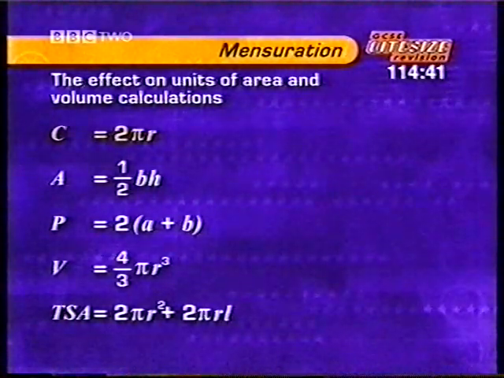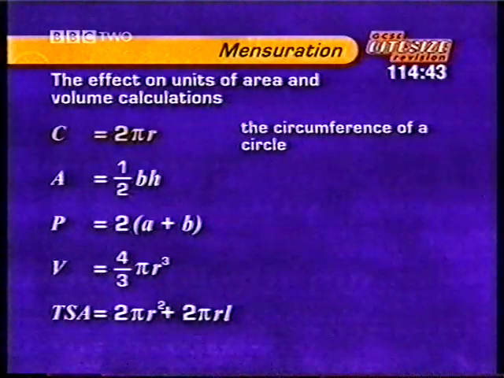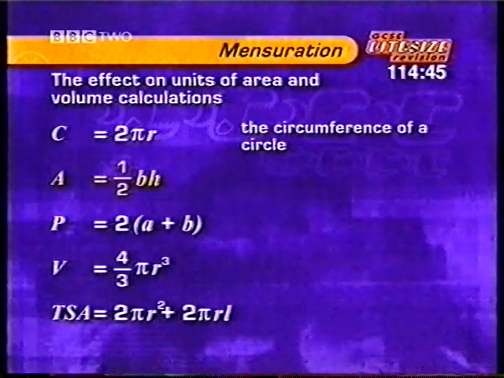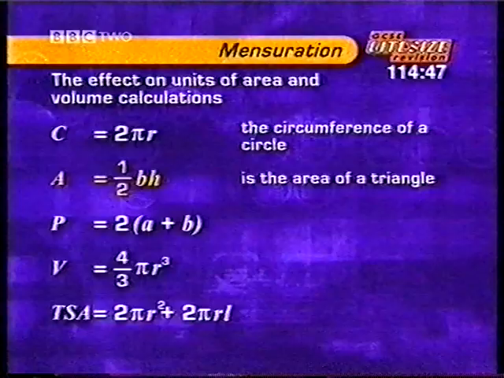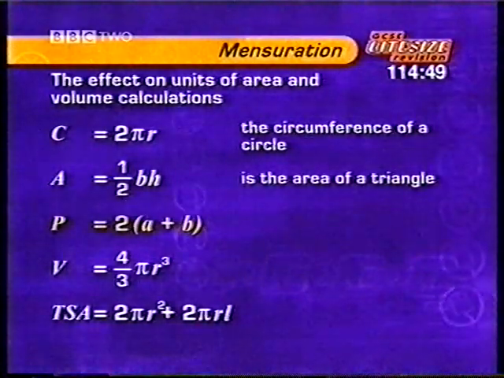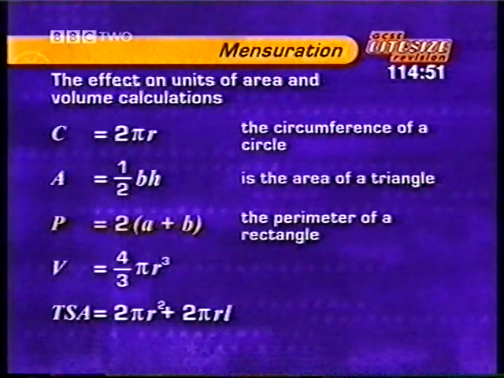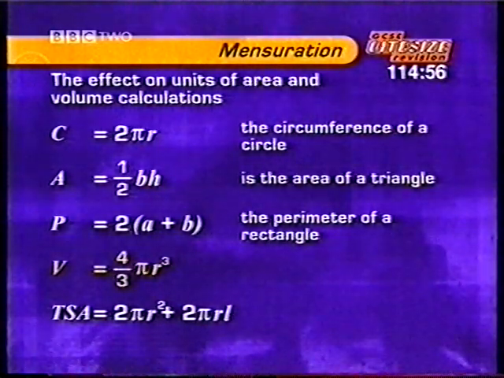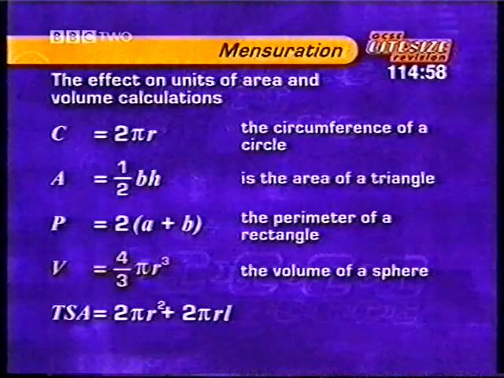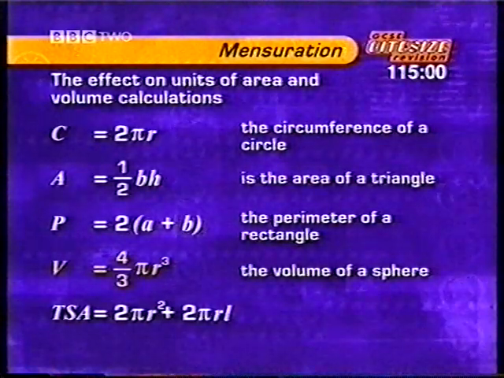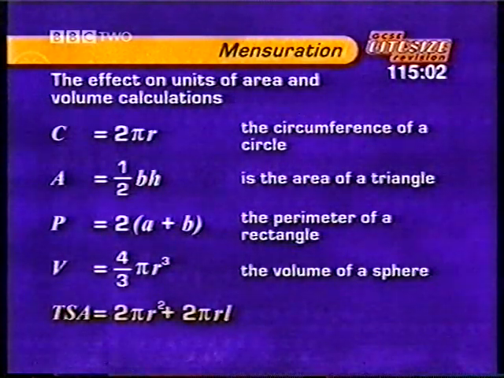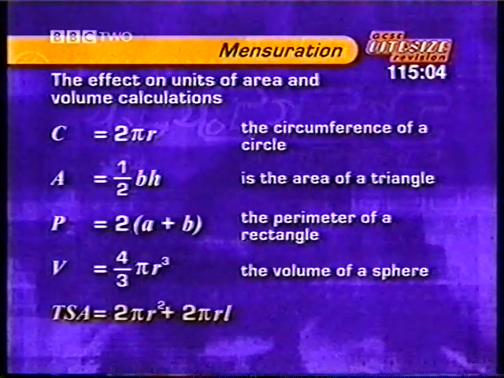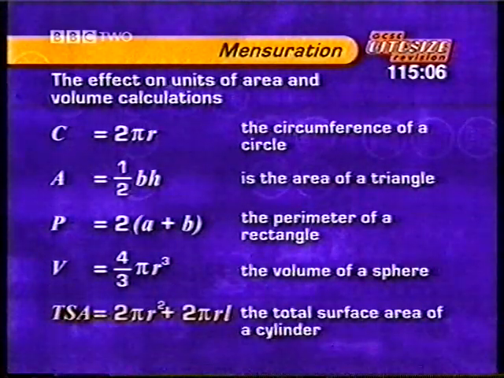C equals 2 pi r is the circumference of a circle. A equals half the base times height is the area of a triangle. P equals 2 lots of A plus B is the perimeter of a rectangle. V equals 4/3 pi r cubed is the volume of a sphere. TSA equals 2 pi r squared plus 2 pi r L is the total surface area of a cylinder.